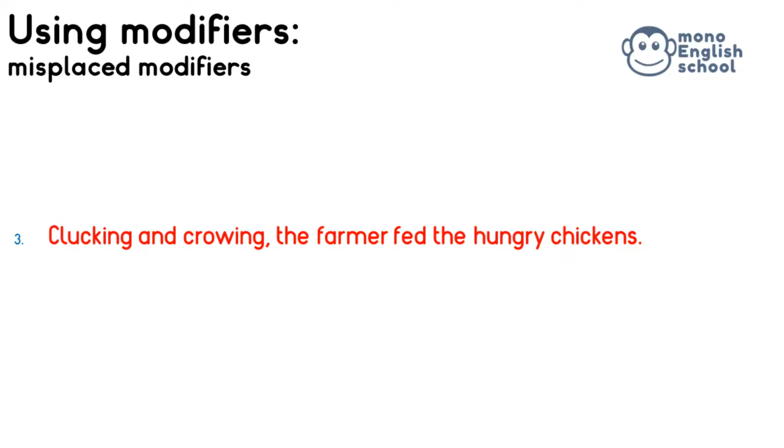Here is a third example sentence. Clucking and crowing, the farmer fed the hungry chickens. Again, the modifier, here clucking and crowing, is misplaced. The placement of the modifier makes it seem as though the farmer was making animal noises.